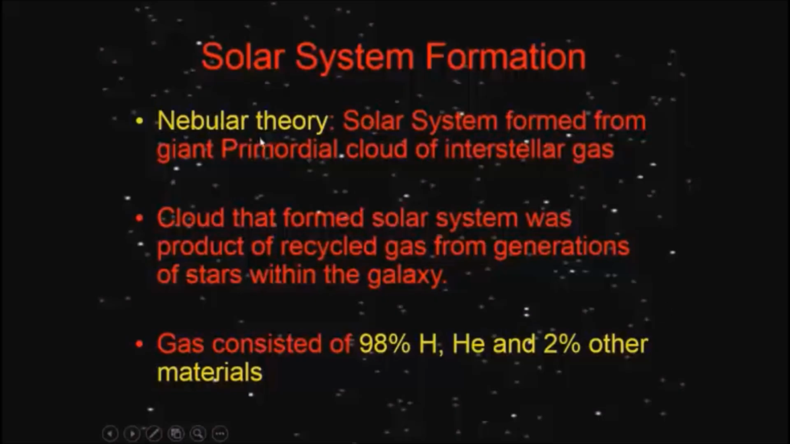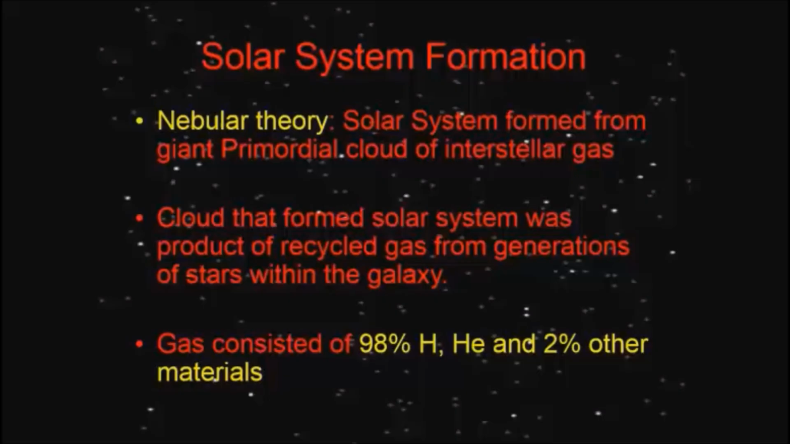If you say nebular, it sounds like some kind of bad guy in a comic book, but this tends to get pronounced nebula, very confusing with the word nebula, meaning just a cloud of gas. But the nebular theory states that the solar system formed from this gigantic primordial cloud of interstellar gas. And that cloud, where did that cloud come from, is usually people's next question. That cloud was formed from recycled gas from previous generations of stars in the galaxy.